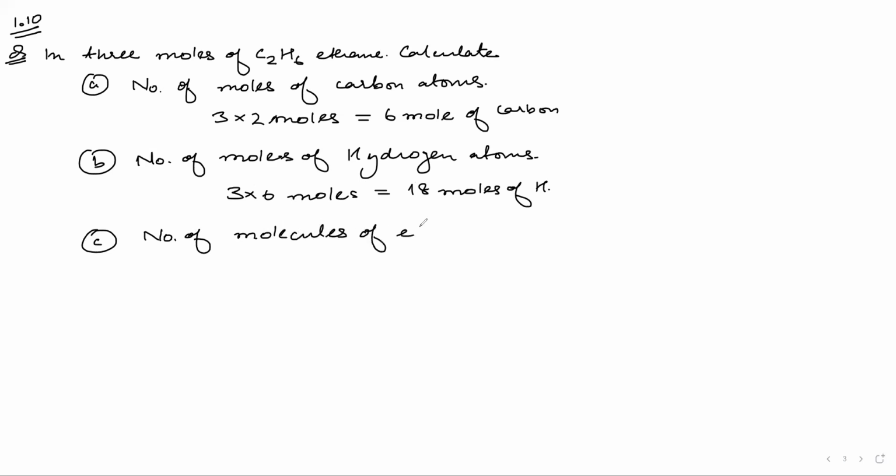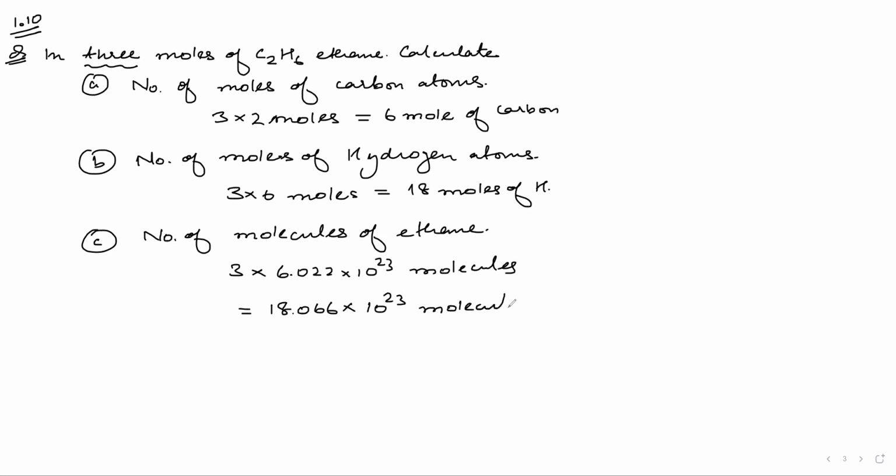molecules of ethane. How many molecules of ethane are there? 3 into, we have Avogadro's number, that is 6.022 into 10 to the power 23 molecules. 18.066 into 10 to the power 23 molecules.